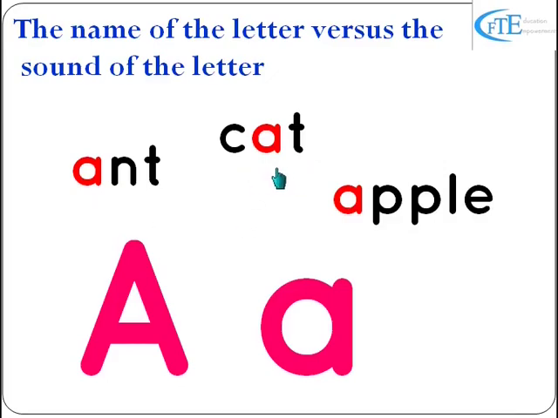Cat. Notice the a sound between k and t. Apple. Notice the a sound at the beginning of this word. So, in phonics, we focus on the sound because we use sounds when we are sounding words, when we are articulating words, when we are saying words. However, the child should also know the name of the letter.